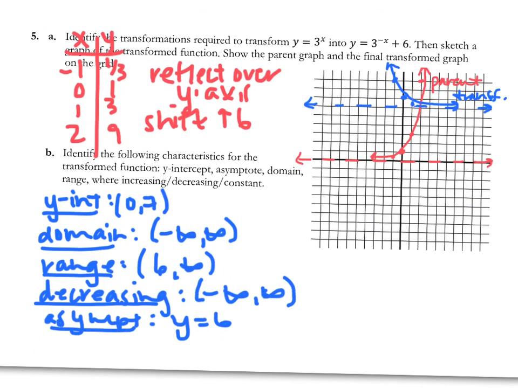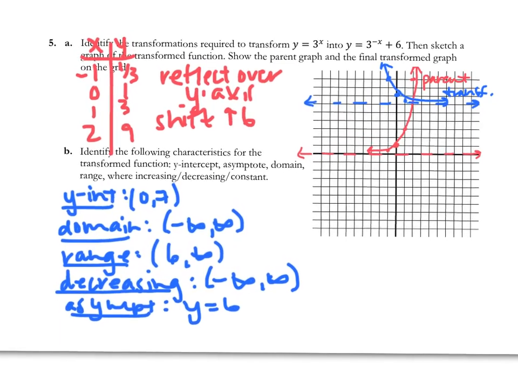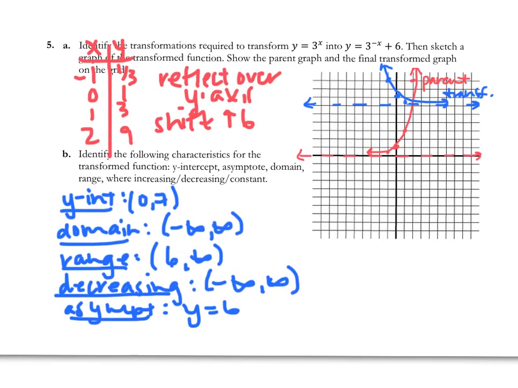And then here is number 5. So that one had parent function 3 to the x. So here are some nice points on 3 to the x. In this one, because the negative was on only the x, that's a reflection over the y-axis. And then the plus 6 gives us a shift up by 6. So we graph our parent function. Shifting up by 6 will impact the asymptote. The reflection over the y-axis doesn't, but the shift up by 6 moves our asymptote up here. So we end up with an asymptote of y equals 6.